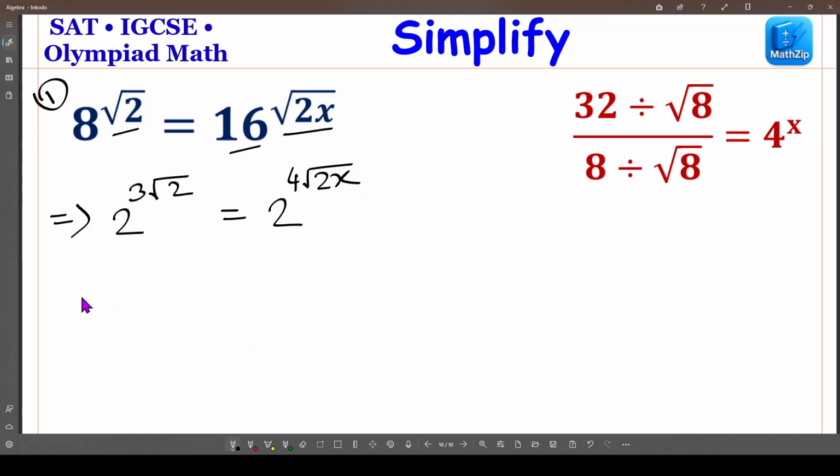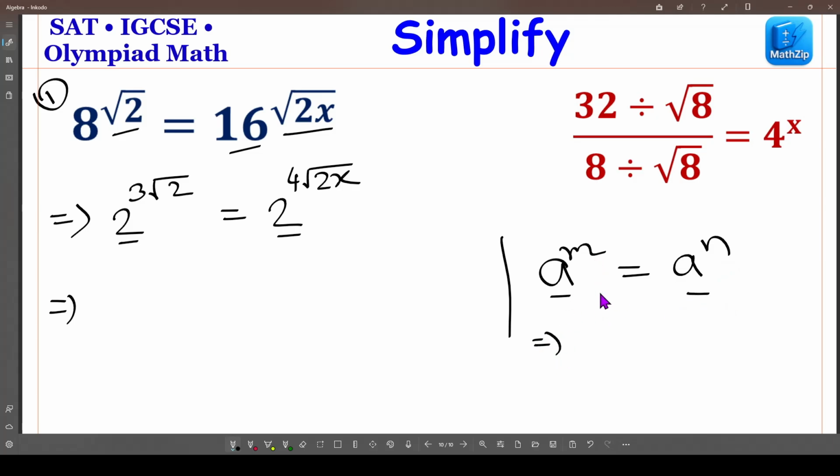Okay. Now look, the bases are the same. We know a theory: a to the power m equals a to the power n. Once the bases are the same, the powers will be equal, which means m equals n. Now similarly here, 3 root 2 equals 4 root 2x, right? Because the bases are the same, which is 2.